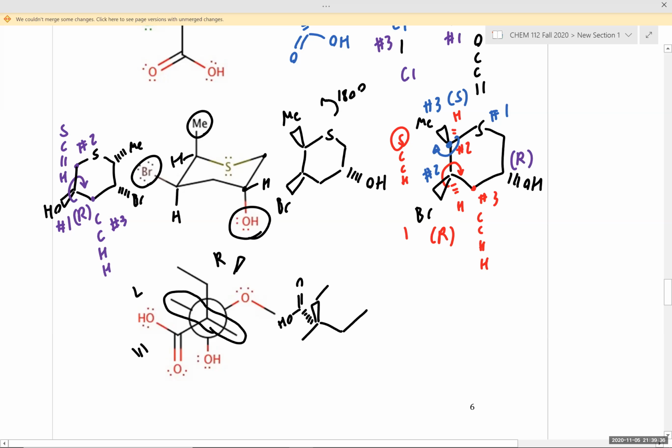That also means that this ether gets a wedge, while the alcohol gets a dash. Now, because our highest priority group is not in the back in either case, we're going to have to do some rotation. So let's break out a model kit and let's discuss this structure.